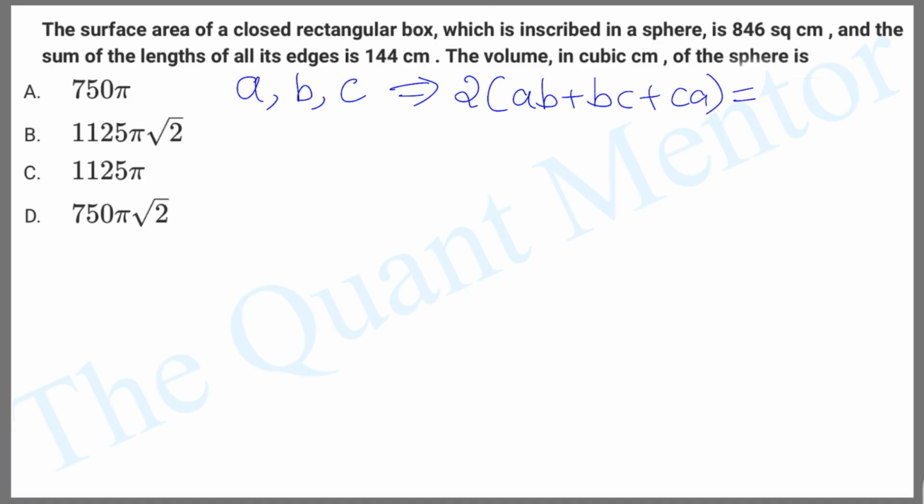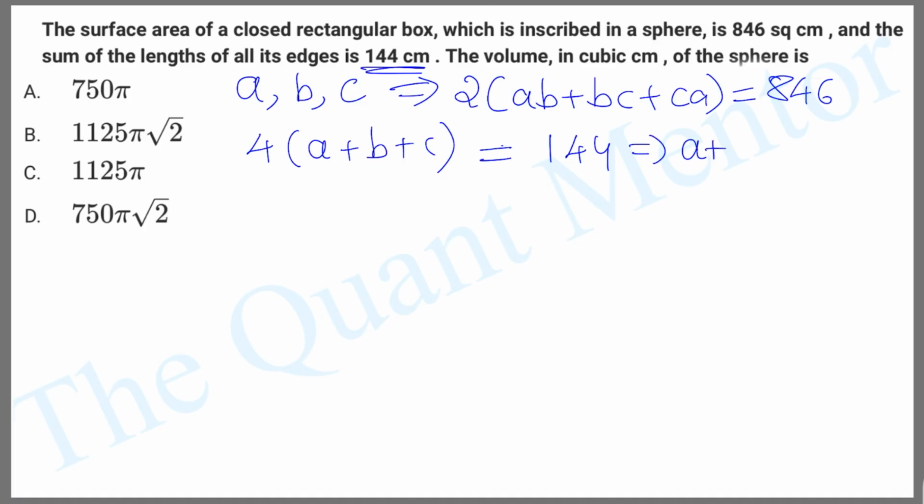and this has already been given to us as 846. And the sum of all the lengths is 144 centimeters. Sum of all the lengths means the length will occur 4 times, so will the breadth and so will the height, because any box or a cuboid has 4 lengths, 4 breadths and 4 heights. So 4 times A plus B plus C is basically 144, and this further gives me A plus B plus C is equal to 36. I've divided both sides by 4.